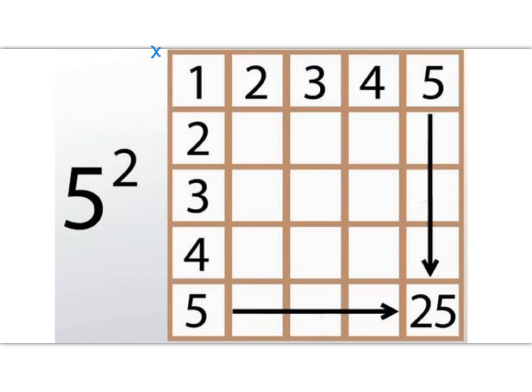So the multiplication table will make a square. So how do we know a square? 5 boxes down, 5 boxes across, and this whole thing. So 2 times 2 makes a square. 3 times 3 makes a square. 4 times 4 makes a square.